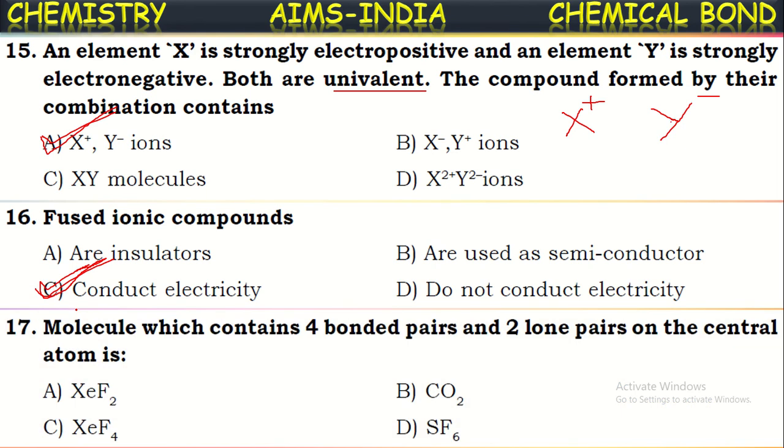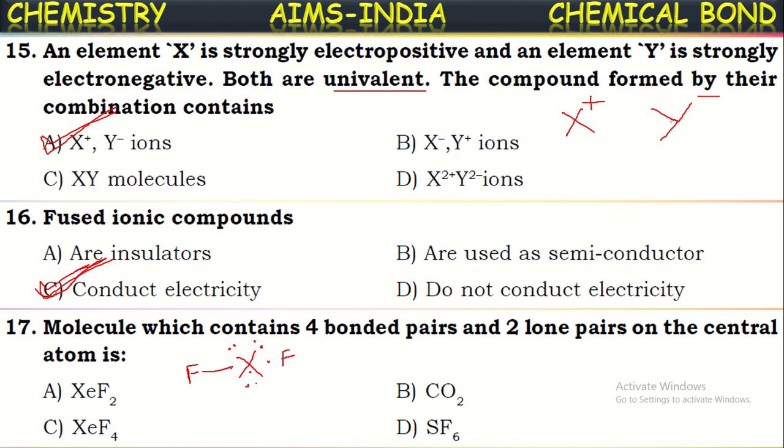Okay, next one. Which molecule contains four bonded pairs and two lone pairs on the central atom? There should be four bonded pairs and two lone pairs of electrons. See which molecule it is. We see xenon difluoride. We know xenon will have totally 8 valence electrons. Let us consider 1, 2, 3, 4, 5, 6, 7, 8. Totally 8 electrons, and it is bonding with two fluorine atoms.